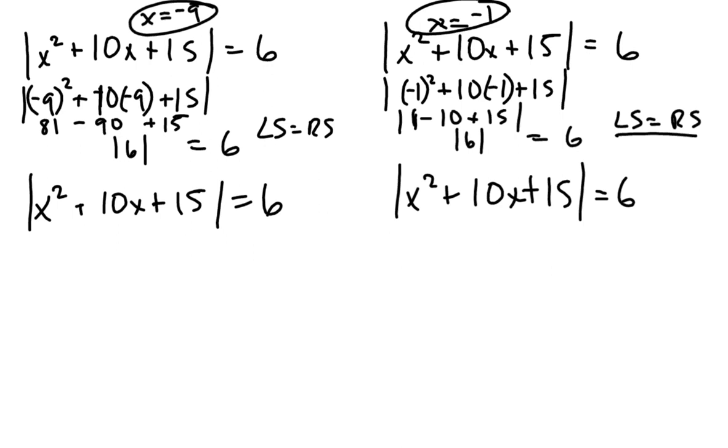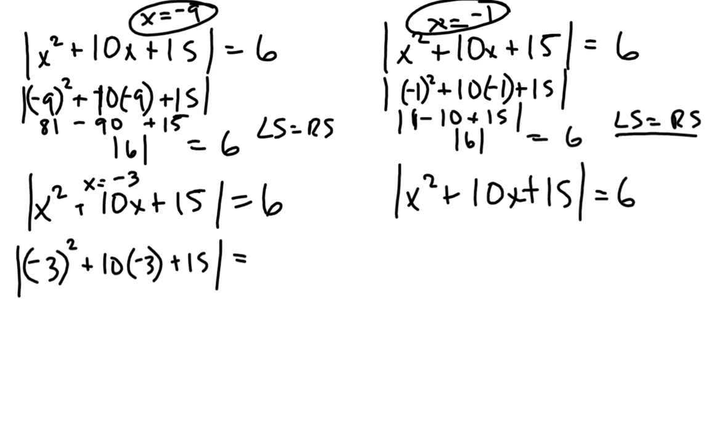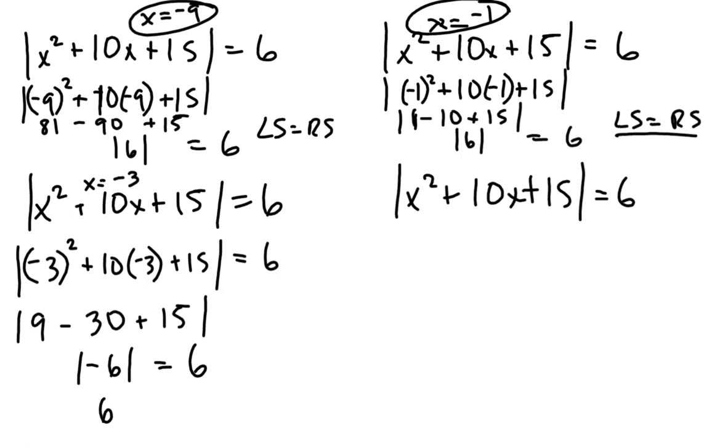Third time, we thought it might be negative 3. So, is that true? Here we go. Negative 3 squared plus 10 times negative 3 plus 15, absolute value. 9 minus 30 plus 15. Add all that up. What do we get? We get the absolute value of negative 6. But that's okay, because the absolute value of negative 6 is 6, which equals 6 still. Left side equals right side. X equals negative 3 is a correct answer.